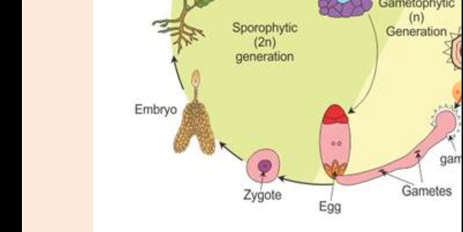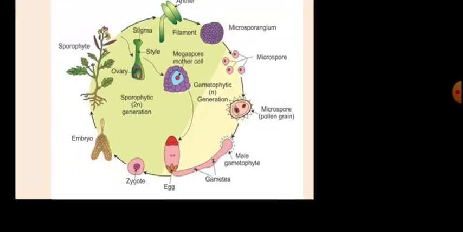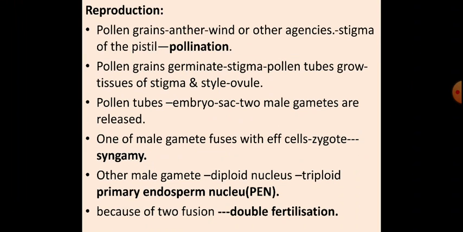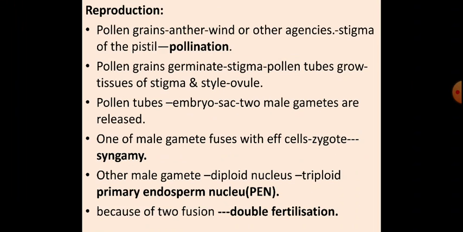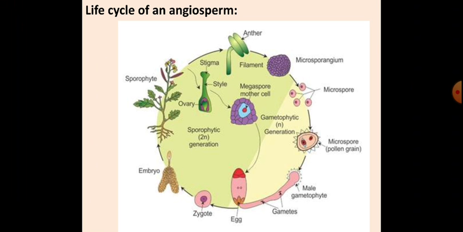The embryo will develop into a 2-cotyledon plant. What is the function of the PEN, the primary endosperm nucleus? The triploid primary endosperm nucleus provides nourishment to the developing embryo. See, the zygote will develop into an embryo.